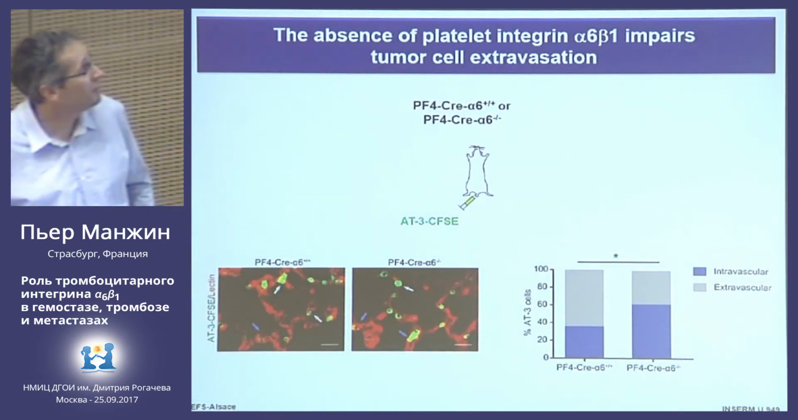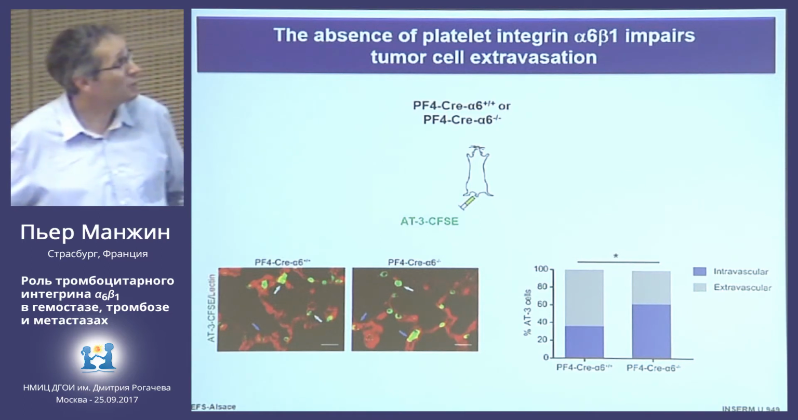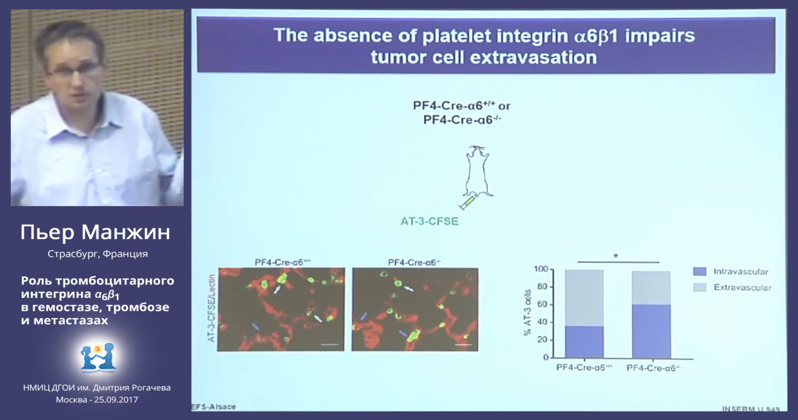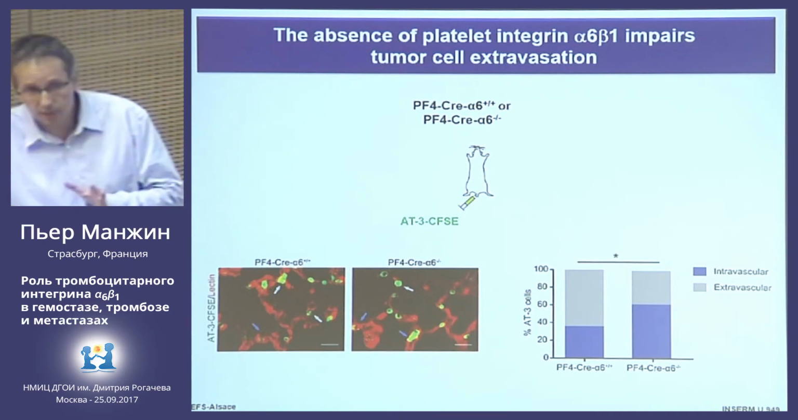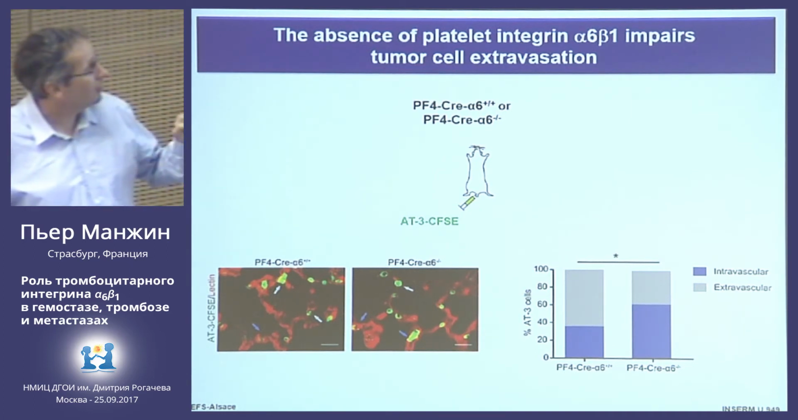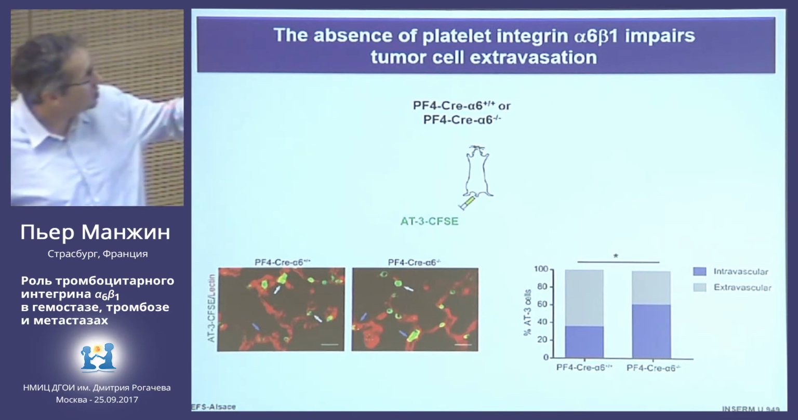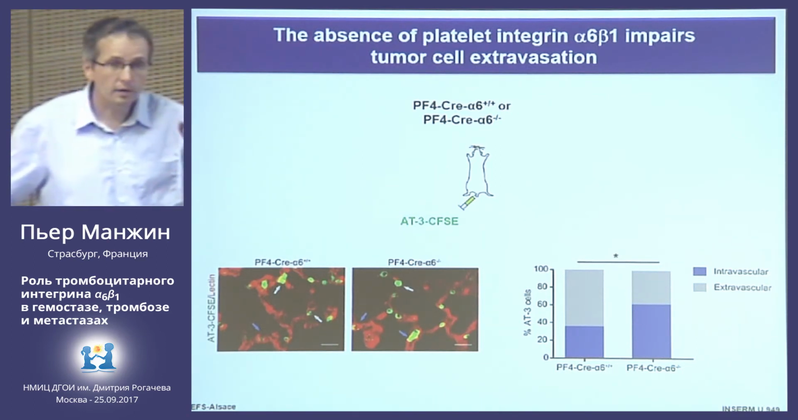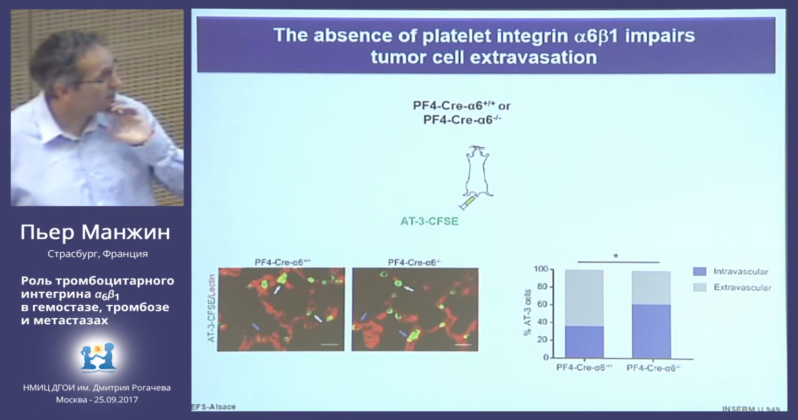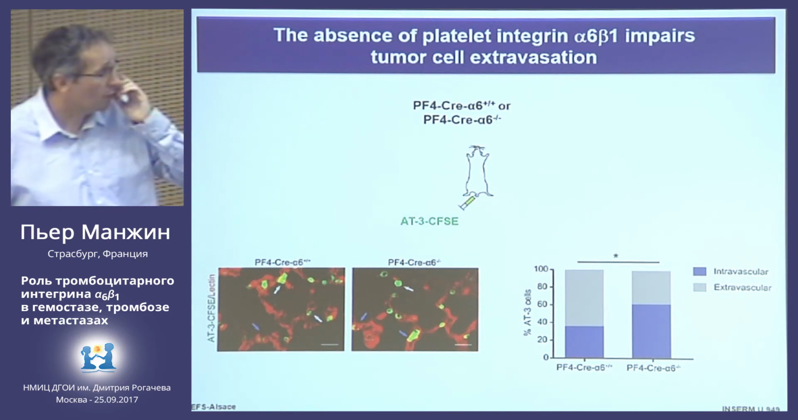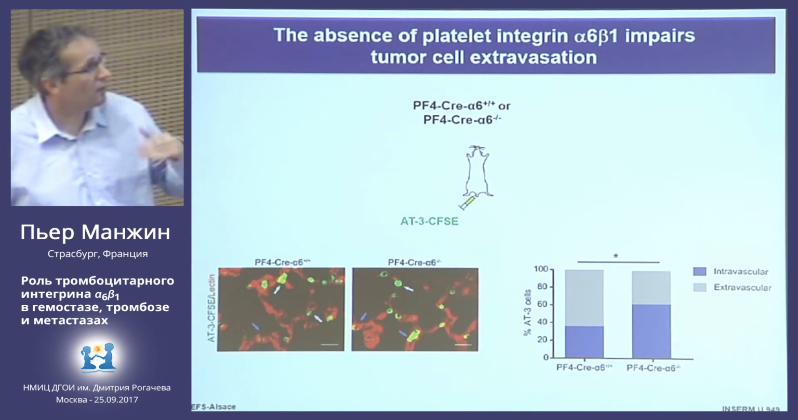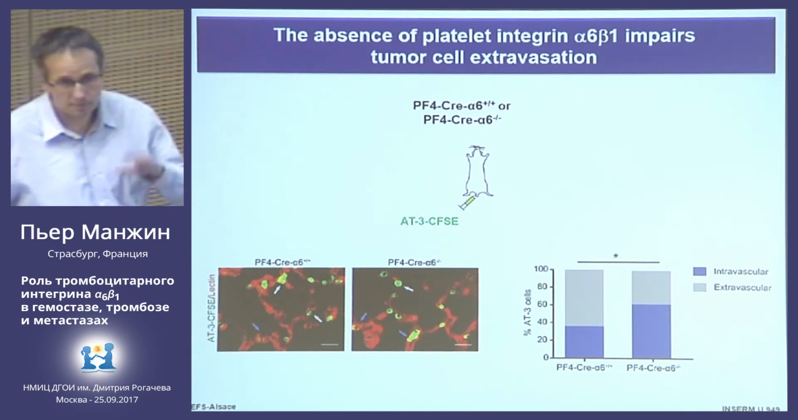Can this also be confirmed in vivo? For this, we injected 4T1 cells in α6β1 deficient mice and wild type mice. And after a couple of hours, we euthanized the mice, collected the lungs, and checked whether the tumor cells were intravascular or extravascular, and quantified that. And we actually had a reduction in the number of tumor cells that extravasated in the α6 deficient mice as compared to control.